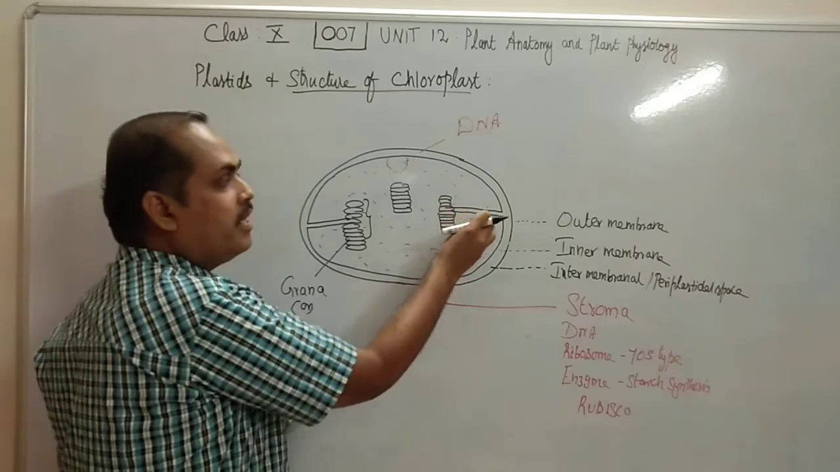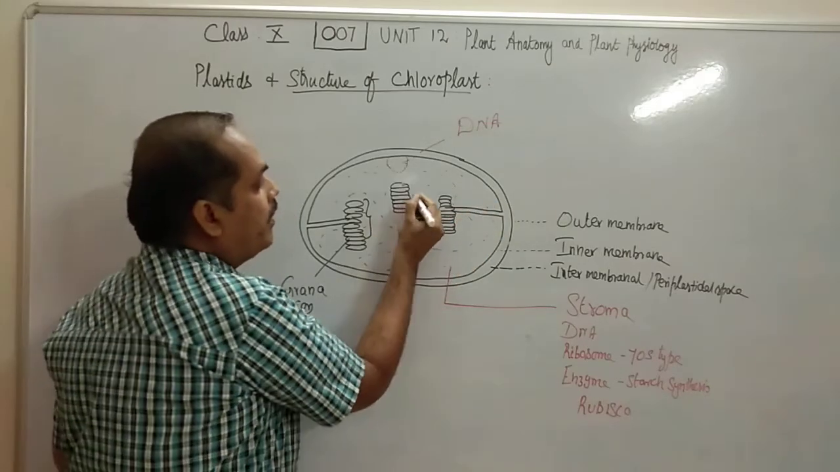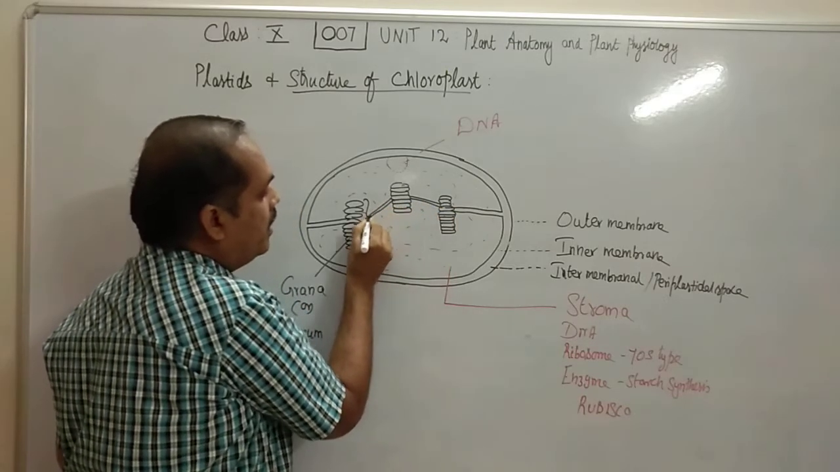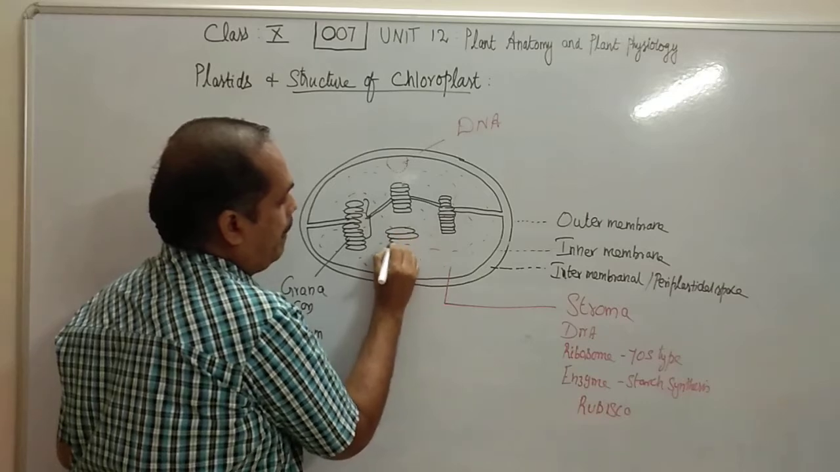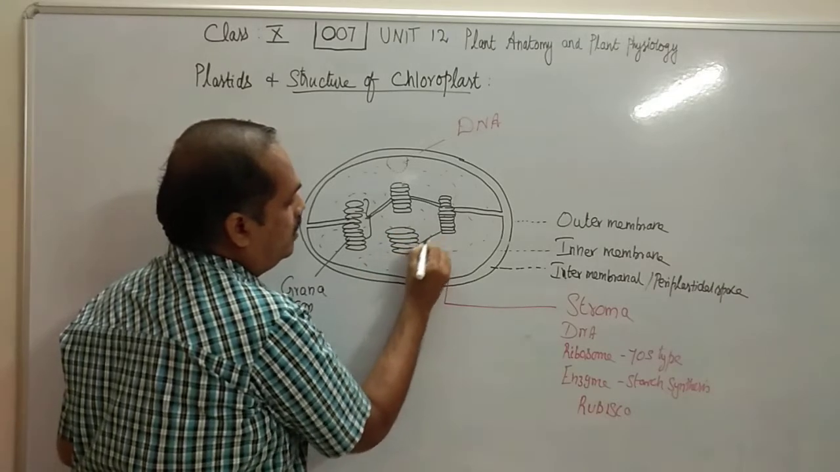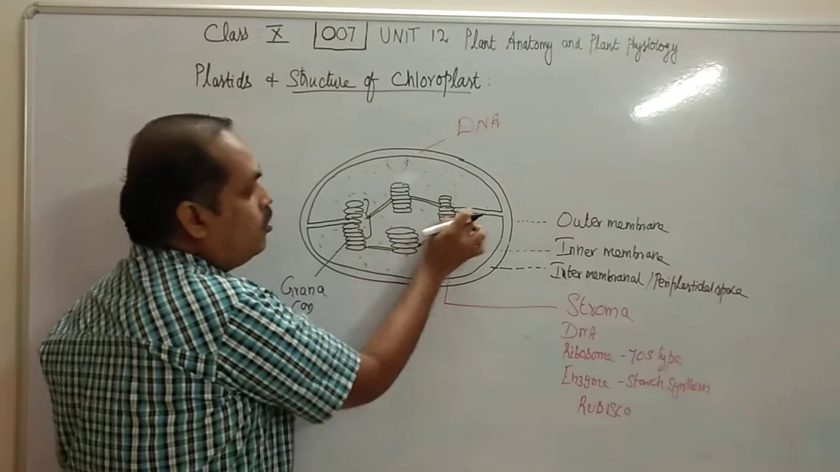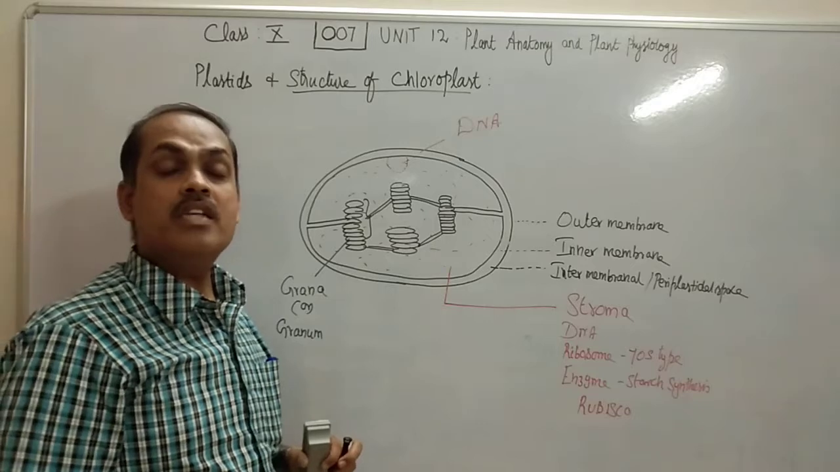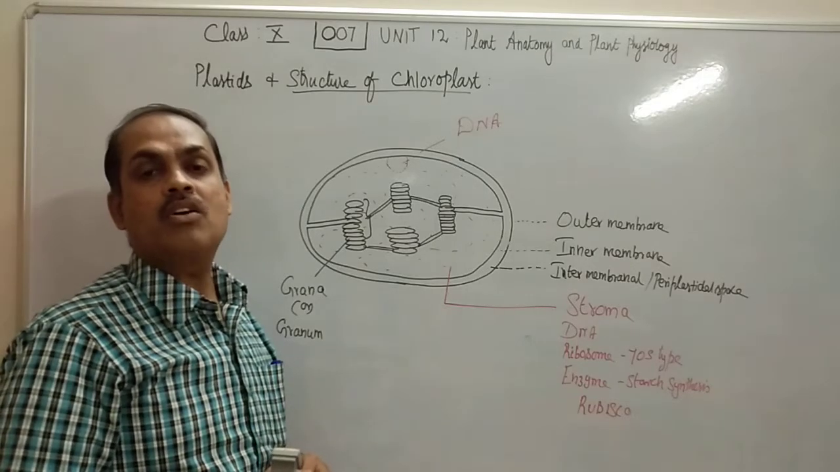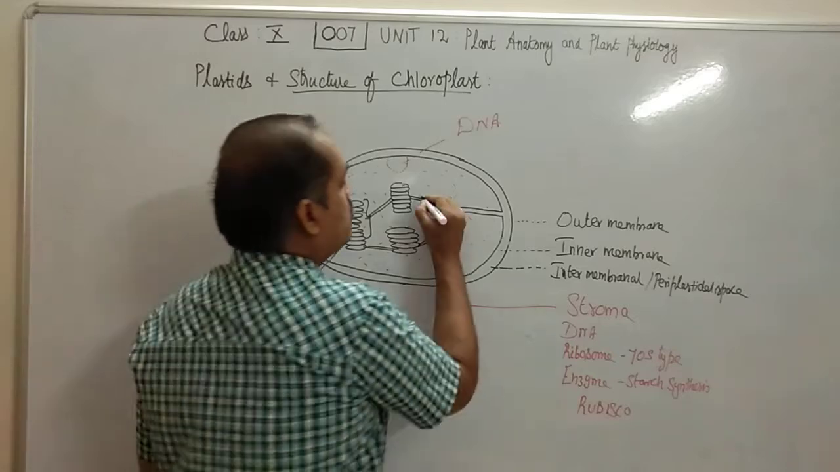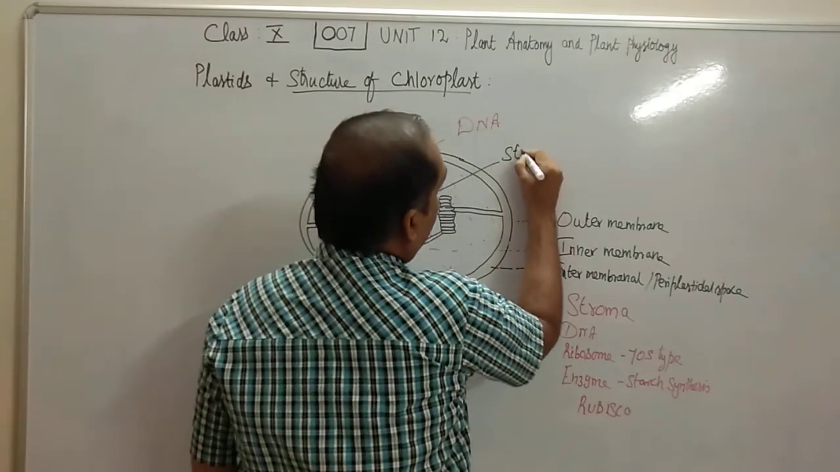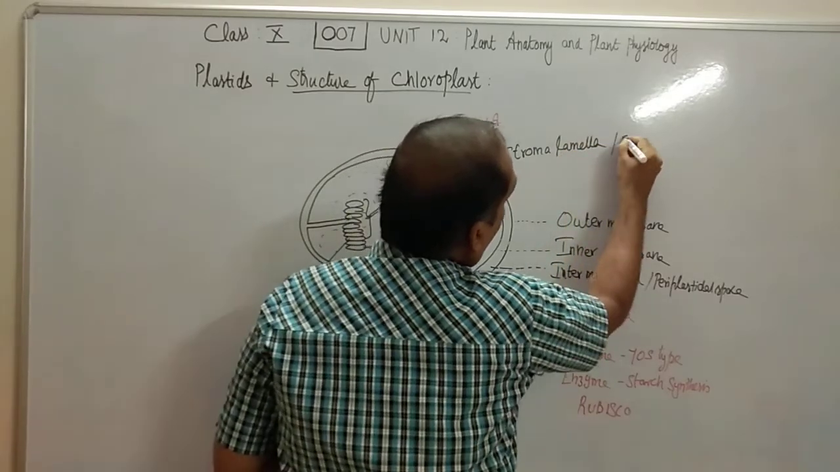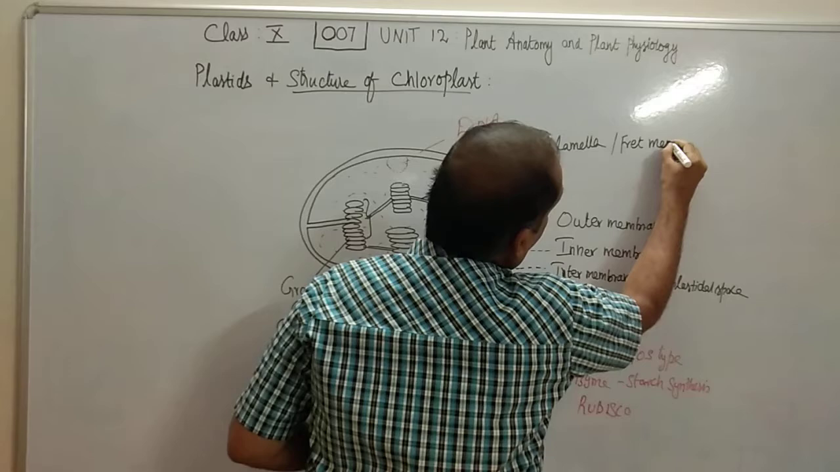Normally this granum is connected to the inner membrane, but they are also connected to each other. Between one grana and another grana also they are connected. So the structure which connects one grana with another grana is called as frit membrane, or otherwise it is called as stroma lamella. So this structure is called stroma lamella, or otherwise called frit membrane.